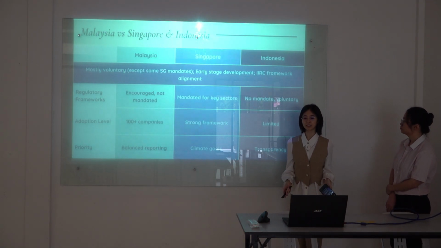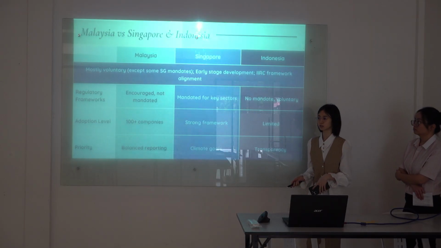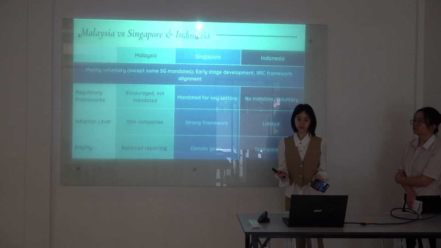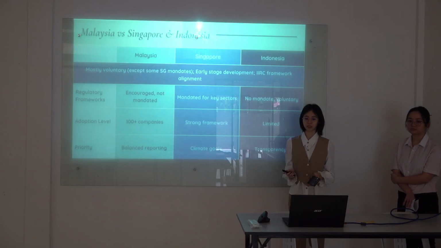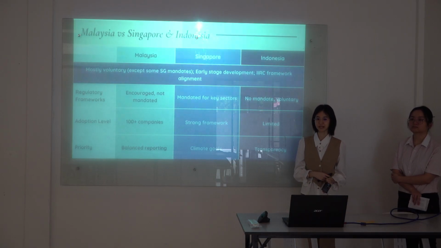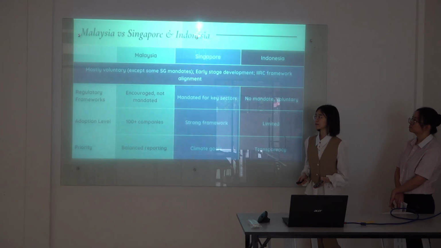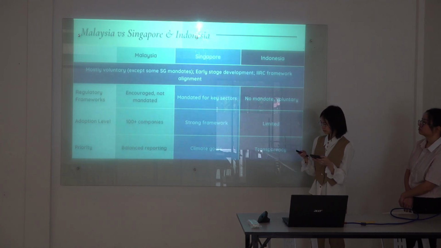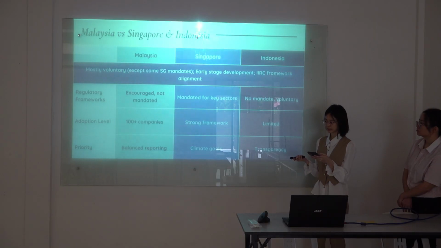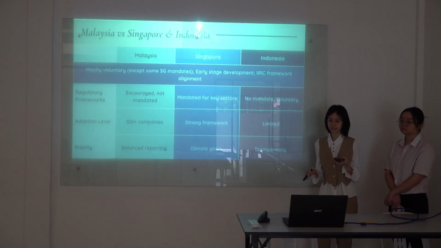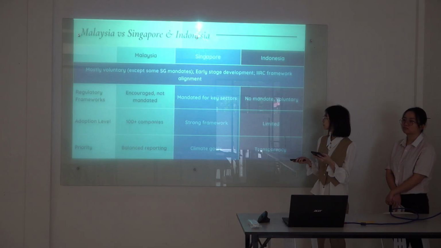Malaysia, Singapore, and Indonesia share similarities in IR adoption. IR is mostly voluntary, still relatively new, and aligned with the IIRC framework, meaning all are moving in the same direction but at different speeds. There are some clear differences. For regulatory framework, Malaysia encourages IR through guidelines. Singapore mandates IR for key sectors with a clear timeline, while Indonesia keeps it voluntary with no strict enforcement.